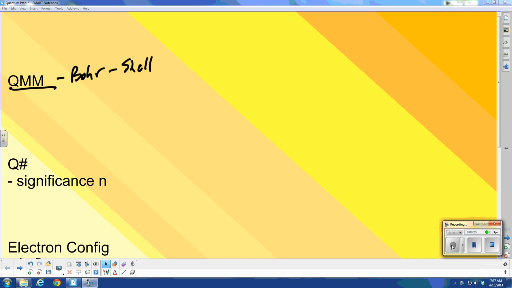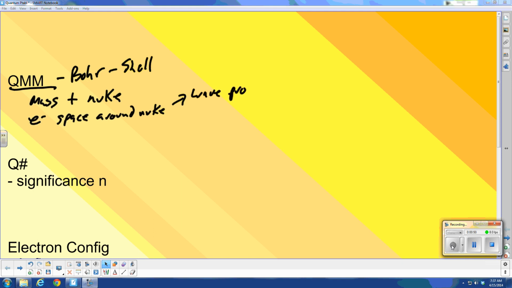Now, let's start off. There are, I think, six. I like to go with six basic ideas. Number one, there is a massive positive nucleus. Good. Number two, electrons occupy the space around the nuke. And what's interesting about those electrons is they have wave properties and they occupy specific energies, right? And we call those specific energies energy levels. That means that the electrons cannot be just anywhere. They have to be specifically placed based on energies.